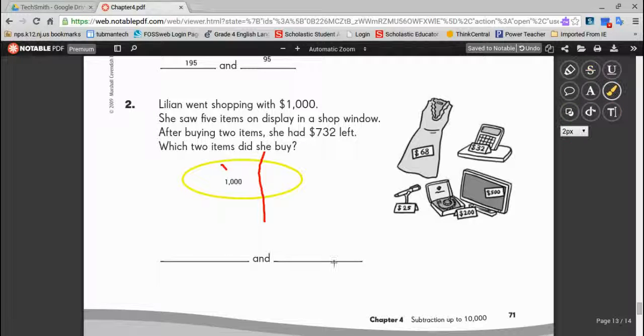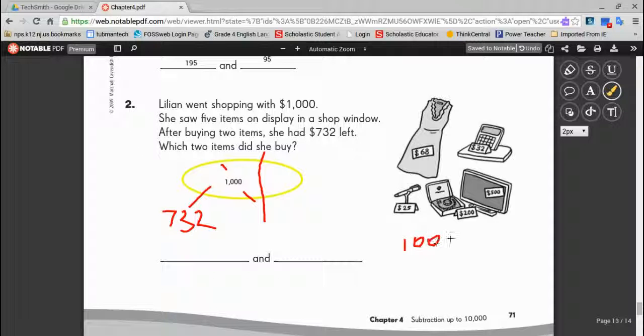I'm left over here with 732. And here is what I bought. So I bought 2 items over here. And I need to figure out, if I have $1,000 and I spent some of it and I have 732 left, how much did I spend? So if I look at this, I know that I'm taking my $1,000 and I'm splitting it up into 2 sections. When I split something up, I know I'm also subtracting. So the first thing I want to do is subtract 732 from 1,000.